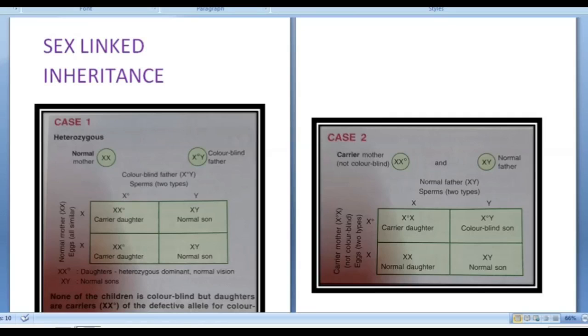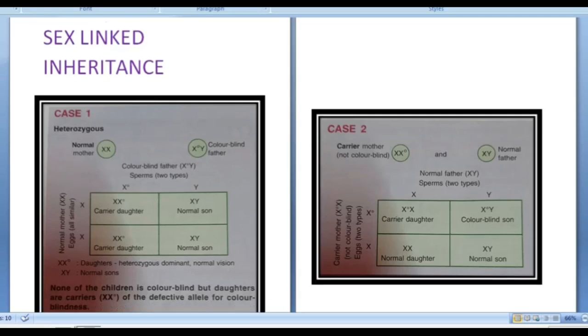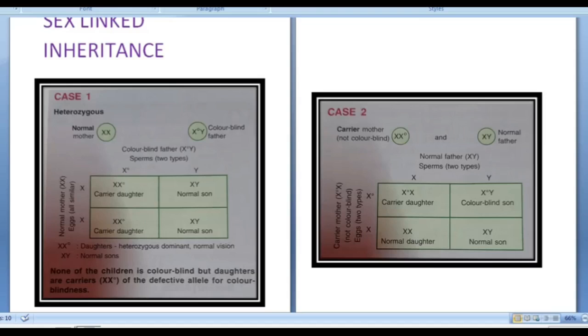Now, sex-linked inheritance, there are certain traits which are due to the presence of an allele exclusively present either on X chromosome or on Y chromosome. Now, certain disorders are caused due to hereditary factors, and they are more common in males than in females. Example, hemophilia and color blindness. Such defects are due to recessive genes which are present on X chromosome.